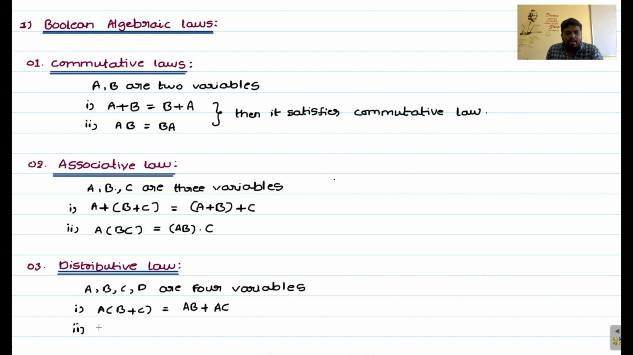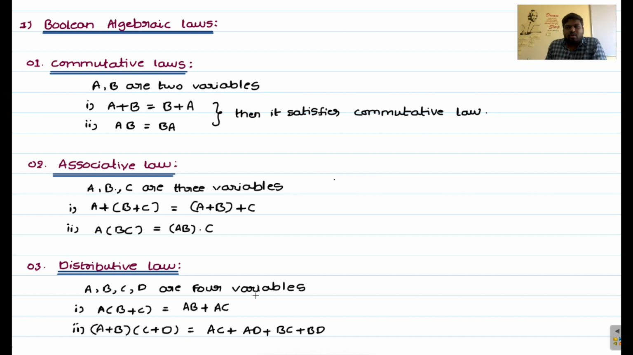And the next one: A plus B into C plus D. If you simplify this, you will get AC plus AD plus BC plus BD. These are the distributions, right? So each and every product is one distribution. So these are the three laws: commutative law, associative law, and distributive law.